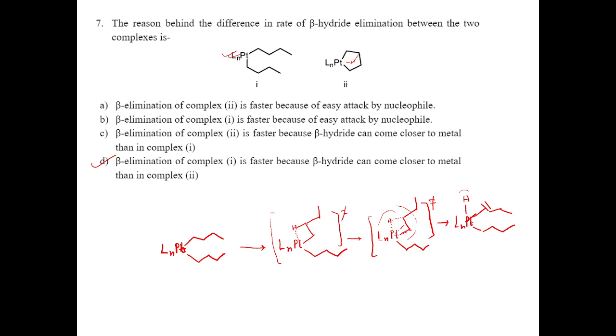Why? Because this type of beta hydride can come closer to the metal bond. That's why this reaction is much faster. Okay, so this is the alpha and this is the beta, so this is the beta hydrogen. Okay, then going to the next question.